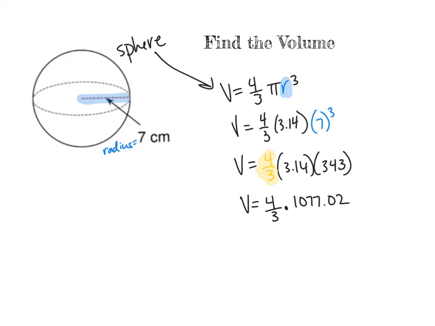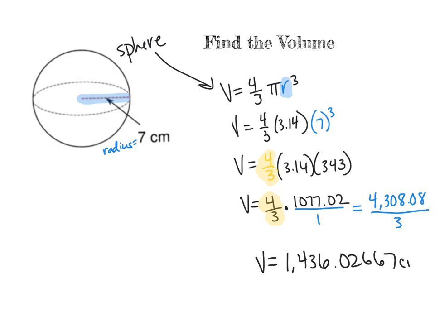Why did I save this little guy, this 4/3, to the end? Well, let's rewrite this problem so that it's easier to see. If I draw in this over 1 here, I can rewrite this problem as 4 times 1077.02. So, right, that's going to give me 4,308.08 over 3 times 1, which is 3. And now all I have to do is take 4,308.08, divide that by 3, and I'm going to get my final answer of volume is equal to 1,436.0267 centimeters cubed.